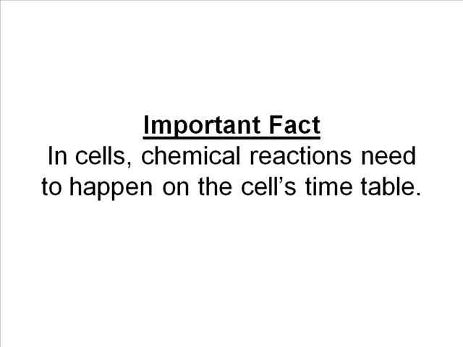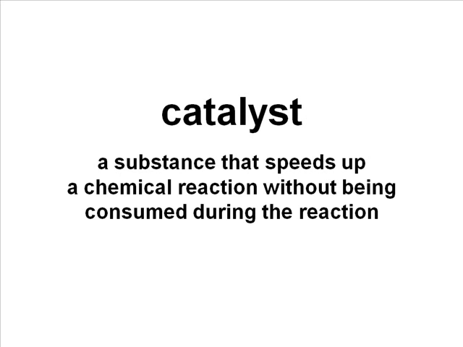In cells, chemical reactions need to happen on the cell's timetable. Left to themselves, chemical reactions will happen randomly on their own timetable, and in some cases that may mean they won't happen at all. The cells need reactions to happen when they need them to happen, and they can make them happen when they need them through the use of a catalyst. A catalyst is a substance that speeds up a chemical reaction without actually being consumed during the reaction.